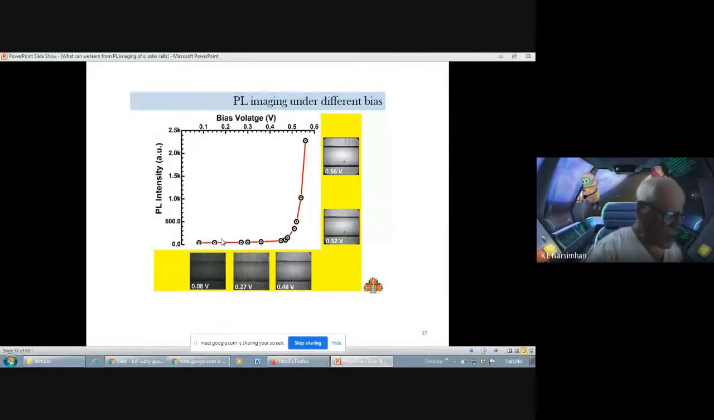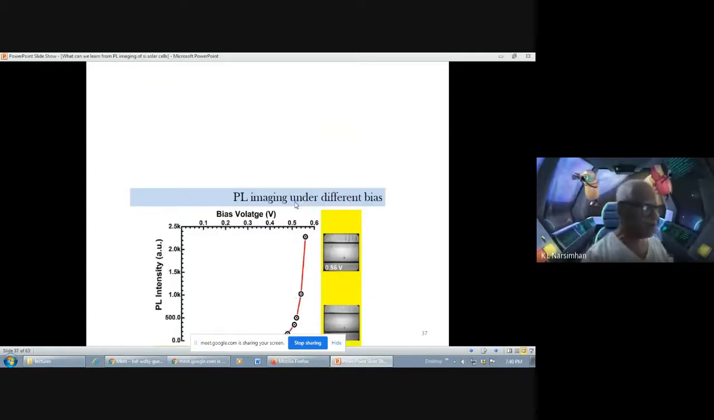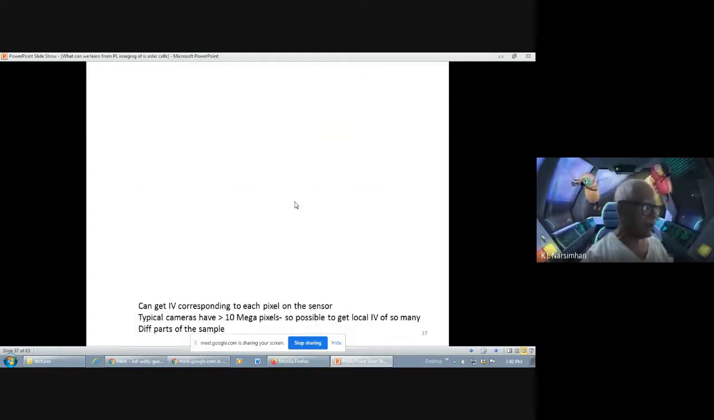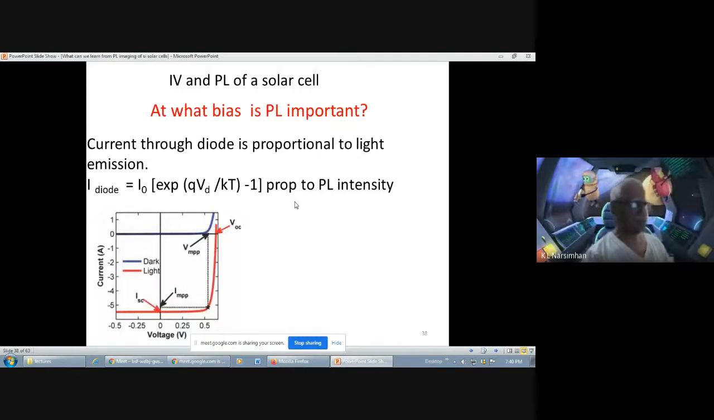So you change this load resistance and keep on taking images as the current gets extracted from the cell. Like we said, close to short circuit, it should be black because all the carriers are being extracted and nothing is recombining inside. At open circuit voltage, it should be the brightest. But then in between, you have this scenario, and then you get a PL intensity versus voltage curve, which looks very much like an IV curve.